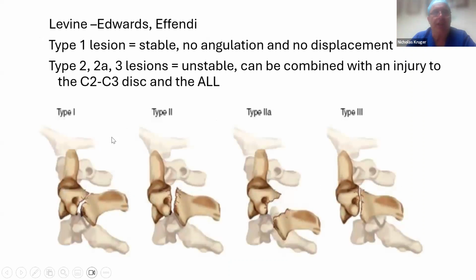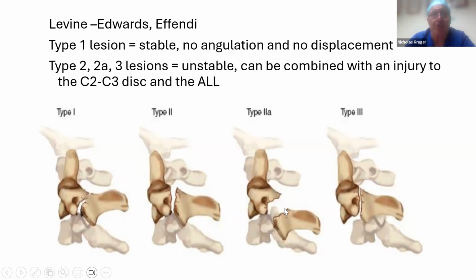A type 1 is stable. It's less than, I think, 3 millimeters of translation. That can be put in a Philadelphia collar and sent home. The type 3 is a fracture with a dislocation. You almost never see that. Sorry, type 3, yeah. The type 2s are the ones which are slightly unstable. So the type 2 has more than 3 millimeters of translation.